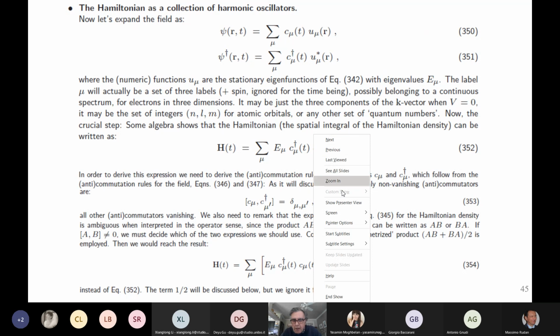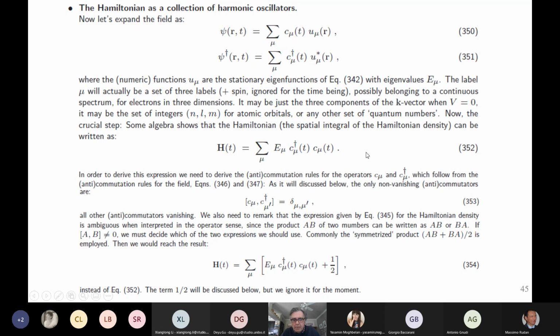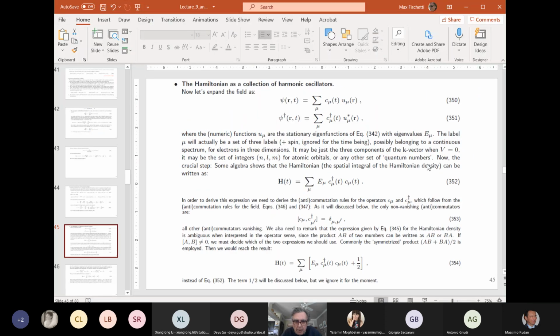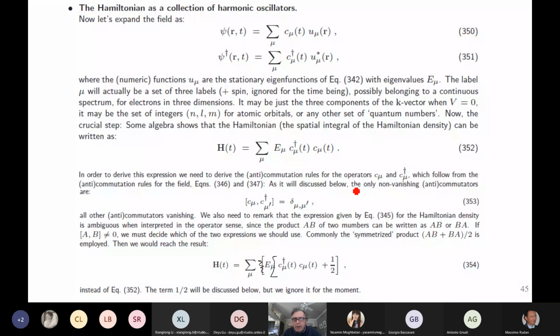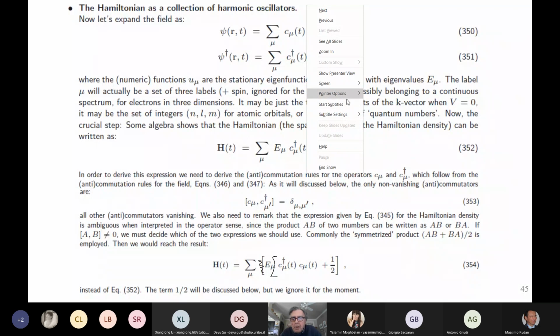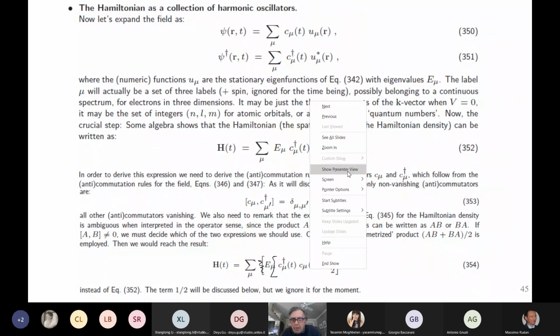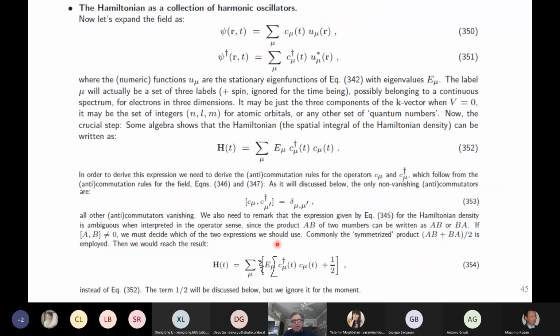Let's see if I can. Pointer option, where is it? Sorry about that. Okay, so misplaced parenthesis. Okay. Oops, no. Oh boy, my poor eyesight.